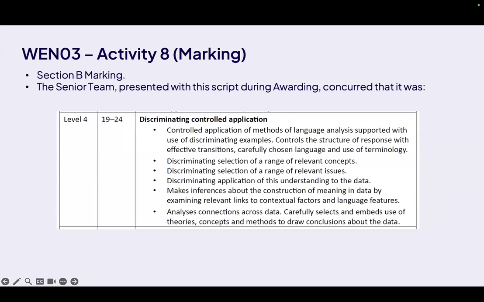Remember, section B is out of 30, so this was a strong level 4. It sat firmly in the middle of level 4 being discriminating controlled application. The mark scheme is on page 13, and the actual response goes from page 14 up to page 19. It's handwritten. It takes a bit of time to go through, but you have there the result that that candidate got.